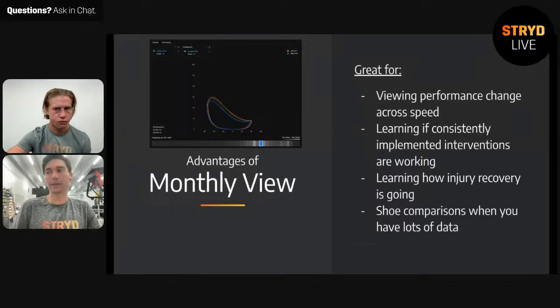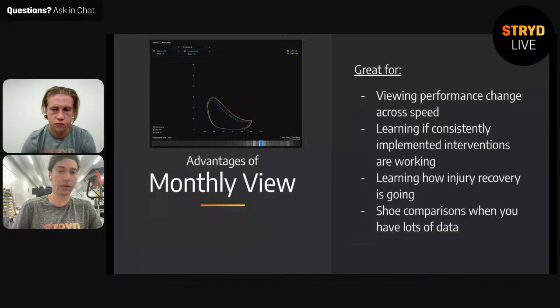Yeah, I like the monthly view a lot because obviously it's an aggregation of a lot of data points rather than just looking at one or a couple of them. So it's really powerful in terms of picking up robust trends, rather than maybe you're just feeling a little off or you're running on different terrain or what may it be on a single run.